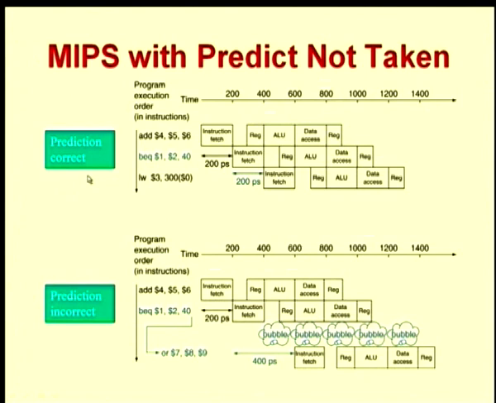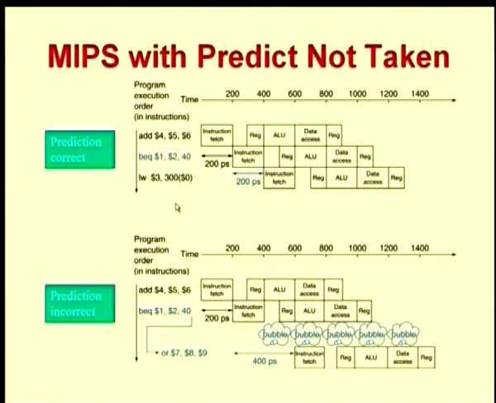Welcome back after the break. We were just looking at how branch prediction is used, and we were talking about what happens when the prediction is correct and when the prediction is incorrect. Now, one of the things which is very easy to do is to predict the branch as not taken, because if it is not taken, then it is the sequential flow of instructions that is going to be executed.